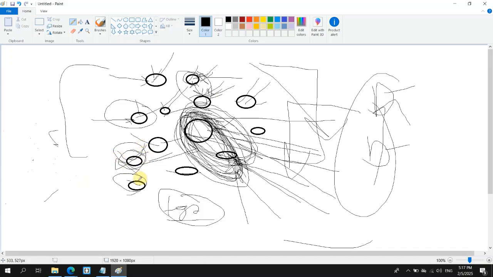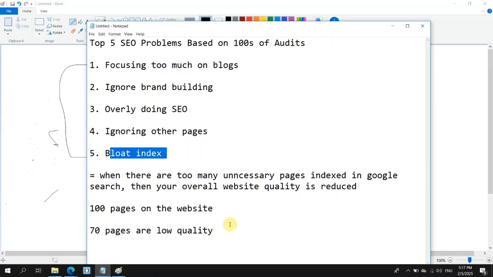Not required. You have to think about your end goal. What is your end goal? Your end goal is business. Does this article bring you business or not? Does this service page bring you business or not? If not, remove them. So that's all. These are the top 5 SEO mistakes and problems that I've seen based on hundreds of audits.